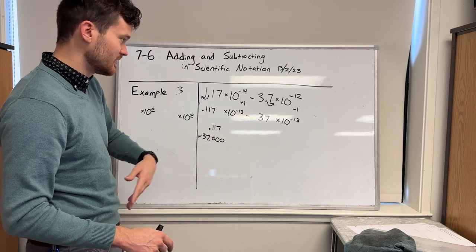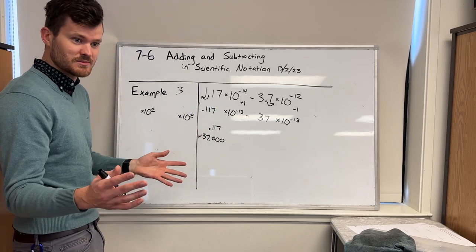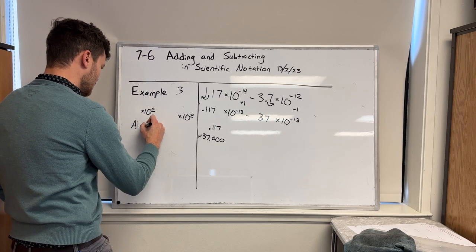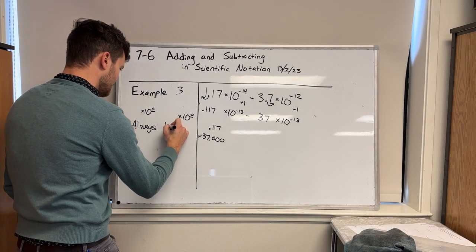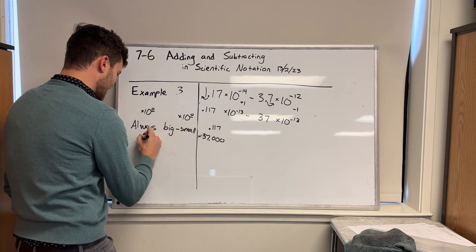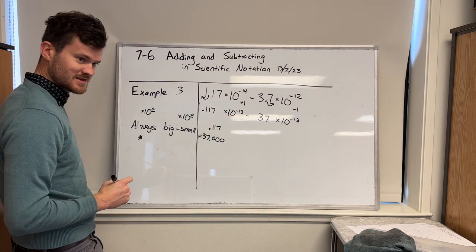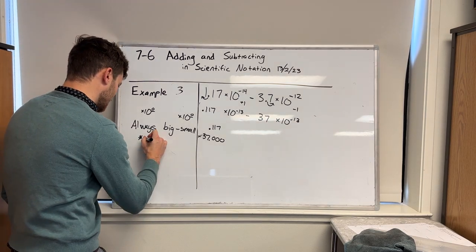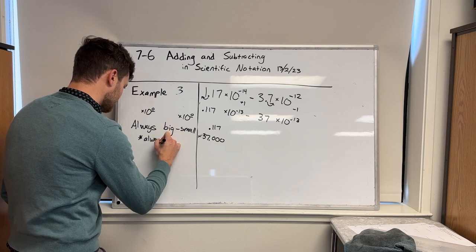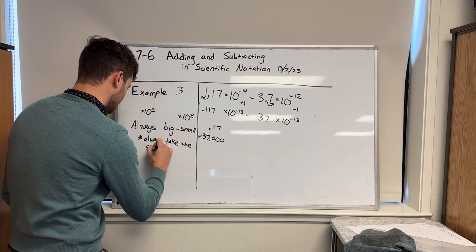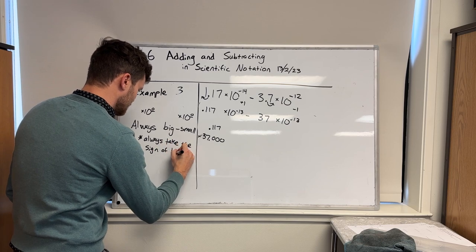I'm gonna throw this out the window and just do big minus small. Always do big minus small. You can even write this off to the side. Always, always do big minus small, with the remembering that you always take the sign of the larger. Always. Take the sign of the larger.